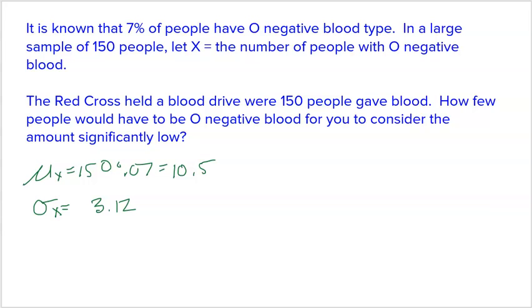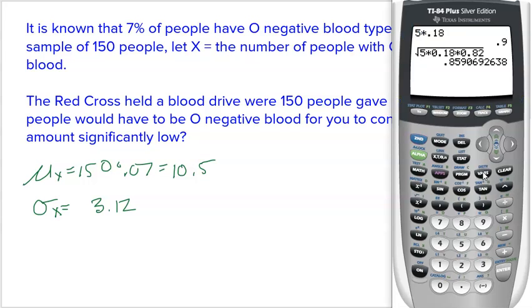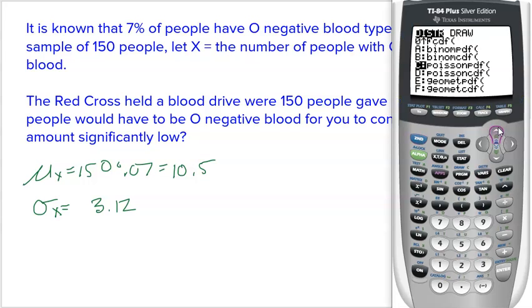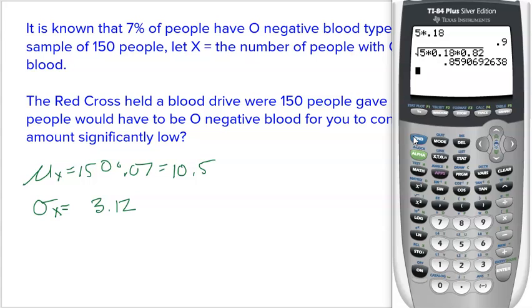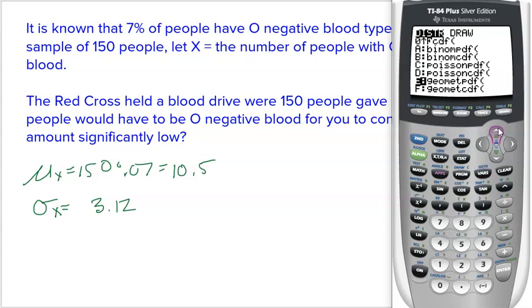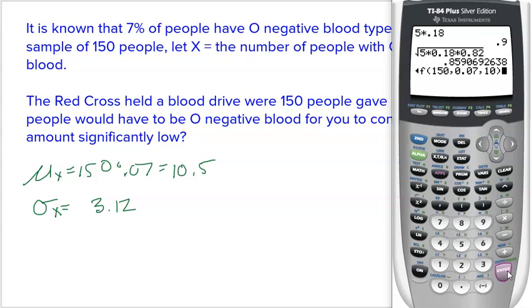So check this out. If I go to second vars, Binomial PDF, I went a little too far. All right, here we go. 150 people. The probability that you have type O negative blood is 0.07. Now, what's the probability that there are 10 people? All right, well, let's go ahead and paste this in.